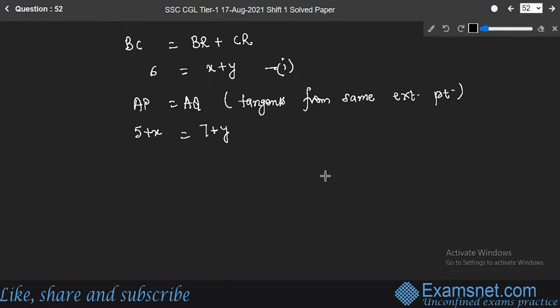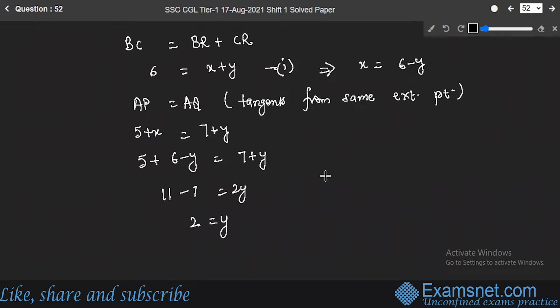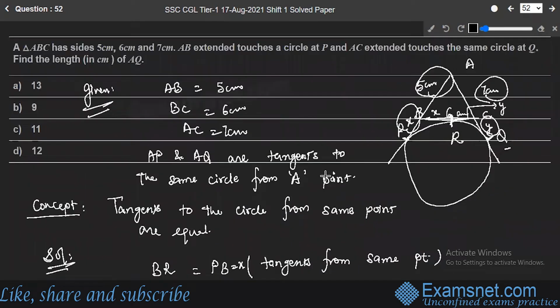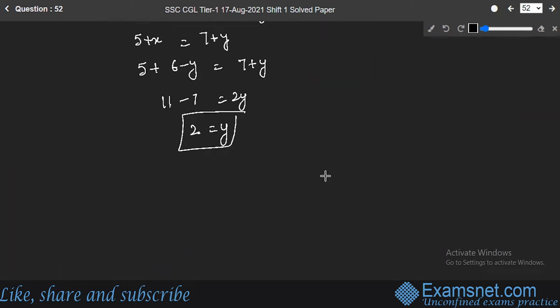So I'm taking the value of X from here to be 6 minus Y. So 5 plus 6 minus Y is equal to 7 plus Y. 11 minus 7 is equal to 2Y, which gives Y is equal to 2. What you have to find out in the question is AQ. Let's write down. AQ is 7 plus Y. That means 7 plus 2, that means 9 centimeters. Right?